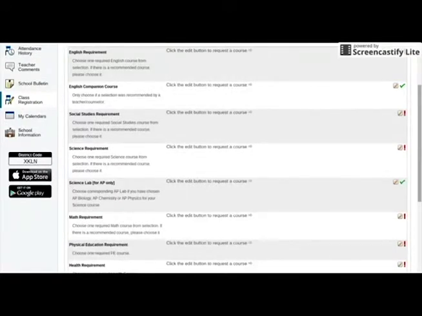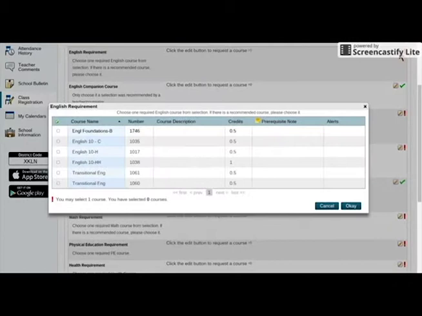So to start off, you're going to click on the pencil over on the right-hand side of the area that you're in. So we'll start with English. So you click on the pencil to edit your English course request.